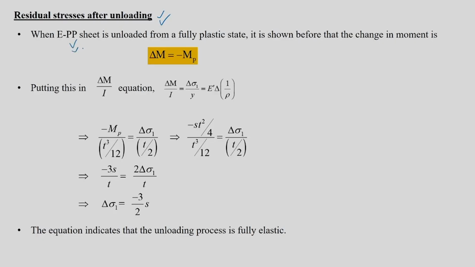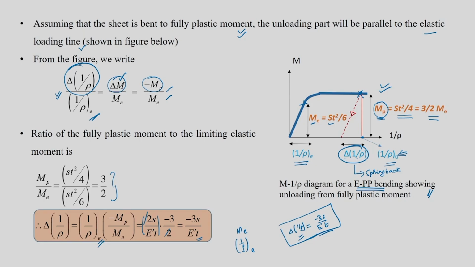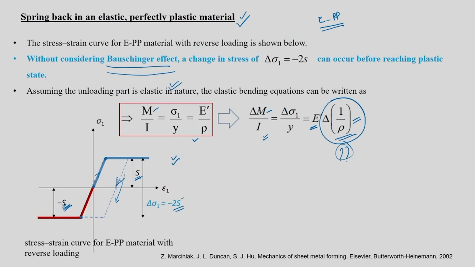So, now here we say when an EPP sheet, elastic perfectly plastic sheet, is unloaded from fully plastic state, the change in moment is nothing but minus MP, which we already discussed. So, now this I am going to put in this particular equation. This equation is already known to you, just now we introduced: del M by I is equal to del sigma 1 by y is equal to E dash into del 1 by rho, isn't it.